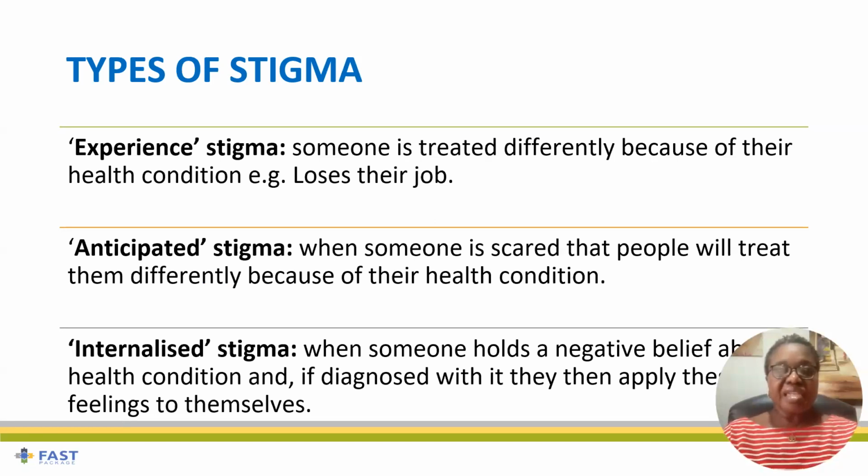And then there's the internalized stigma, where somebody holds a negative belief about a health condition, and if diagnosed with it, they apply the feelings to themselves. So you have types of stigma where people stigmatize you, where you are anticipating that people are going to stigmatize you, and where you are stigmatizing yourself, even when sometimes others are not stigmatizing you. And these 3 types affect people differently and in different ways.